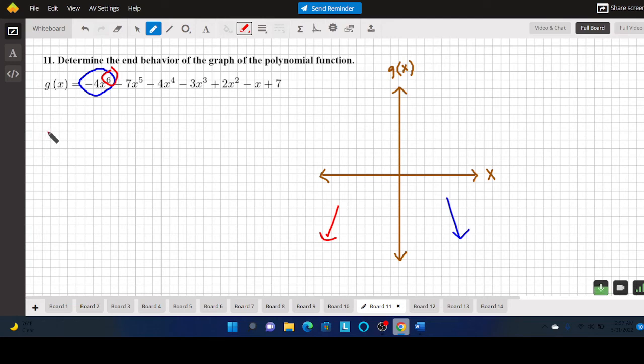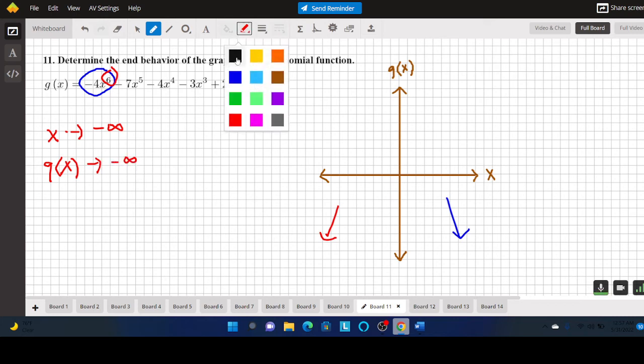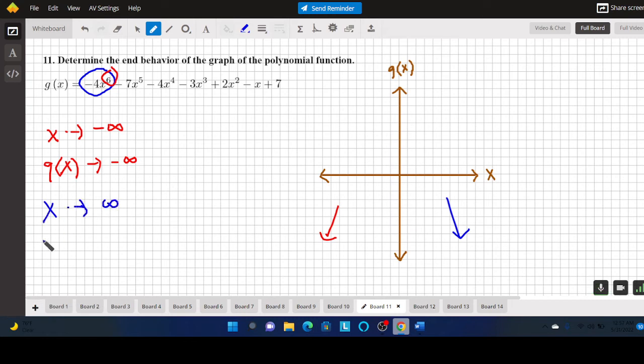All right, now, left-hand side, x is approaching negative infinity. And what's happening when x approaches negative infinity? The function is going down. g of x is approaching negative infinity. Looking on the right-hand side where x is going towards positive infinity, the function is also going down on that side. So the function g of x is also approaching negative infinity, and that's our end behavior. What's happening on the two ends of the polynomial function. Okay, good to go.